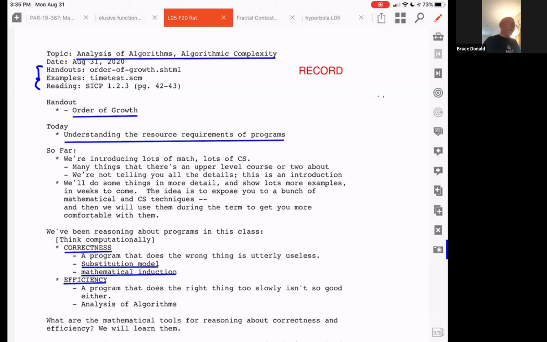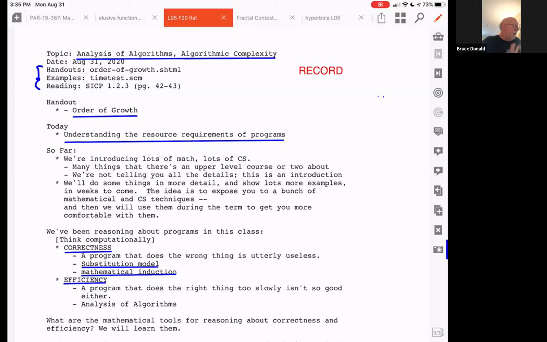So the basic idea of this is, and by the way, there are good handouts today that are on the web. The lecture notes are on the web. There's a good section of Abelson and Sussman and an additional handout as well. So take a look. So today I want to talk about understanding the resource requirements of our programs.